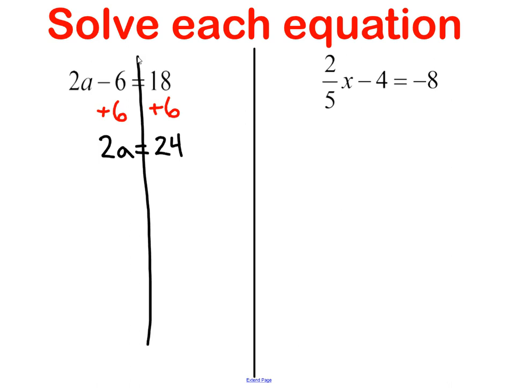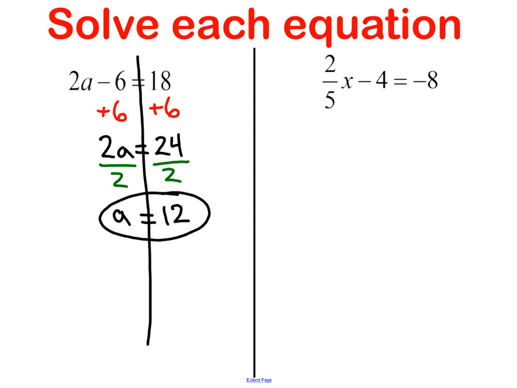Next up, I'm going to go ahead and divide by 2 on both sides. And then I say a equals 12. At that point, I have my variable isolated, so I'm all done. So your final answer is a equals 12. Let's go ahead and try our next problem.